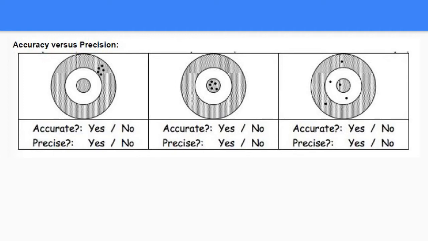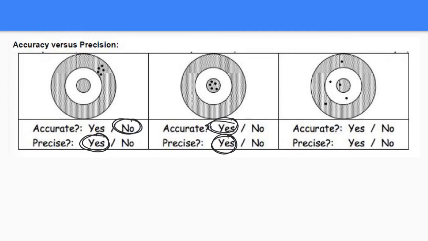So hopefully you took time to pause the video and you have decided whether these are accurate or precise. So remember, accurate is how close they are to that center part. So here, I don't think those black dots are very close. So I'm going to say no, this is not accurate. But those black dots are really close to each other. So I'm going to say yes, this is precise. In our next one, we'll notice that all 5 of those dots are in the bullseye, right? So that means that they're very accurate, and they're all also very close to each other, so they're also precise.